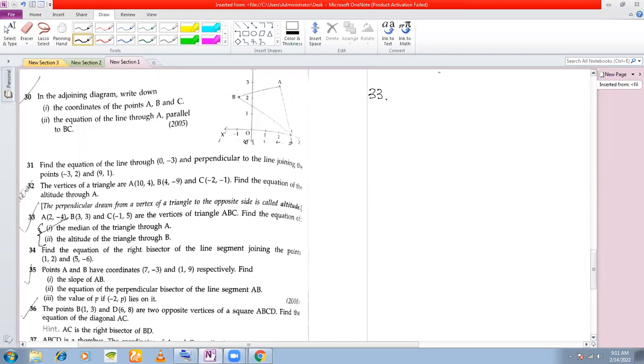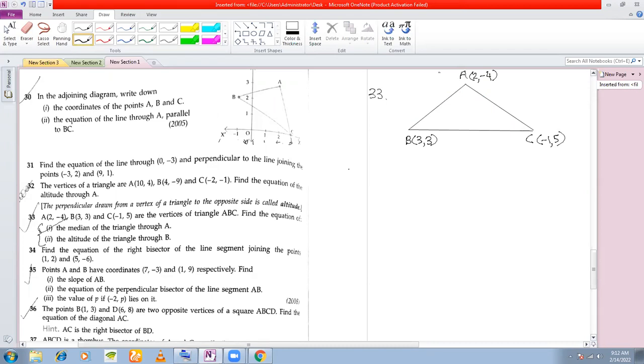First part says, find the equation of the median through A, and the second question states the altitude of the triangle through B. Okay. So let us first draw a triangle. Any scalene triangle we draw, and mark the vertices. This is your vertex A, which is (2, -4). The vertex B has coordinates (3, 3). The vertex C is (-1, 5). Okay, these three vertices are given.